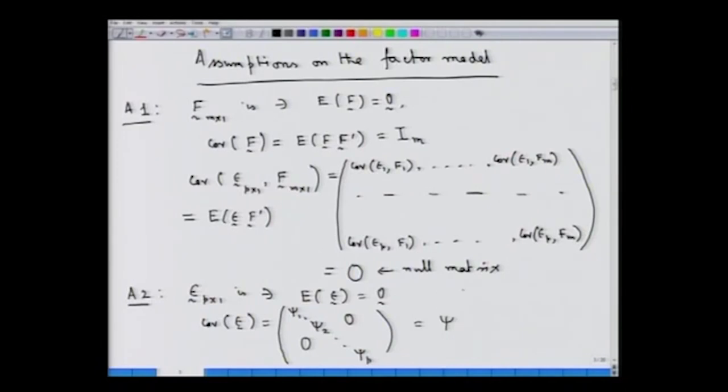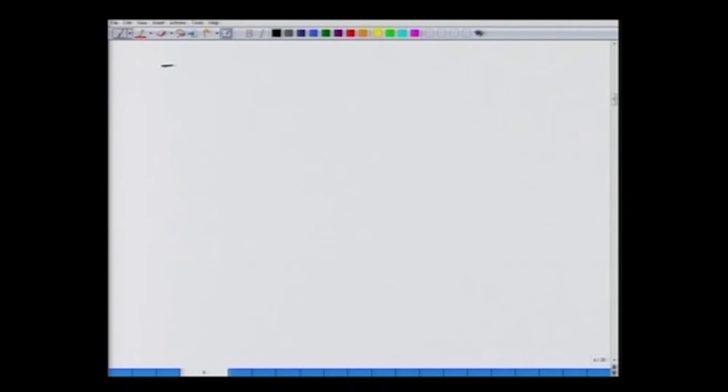There is a name that is attached to these psi i elements. These psi i's are called specific variances. The notation is nothing new actually, because these epsilon 1, epsilon 2, up to epsilon p are specific factors, and this is the variance covariance matrix attached with this epsilon vector, and hence the psi i's are what are called the specific variances, right. Now, with these assumptions, we will move further and we will see this sigma matrix.